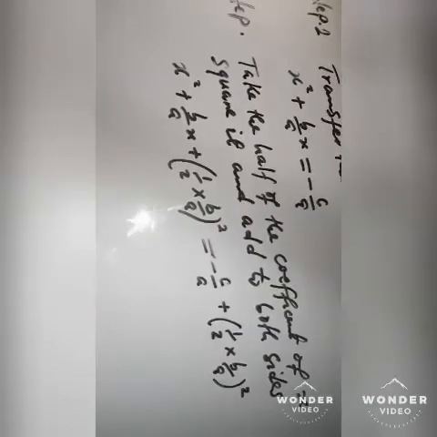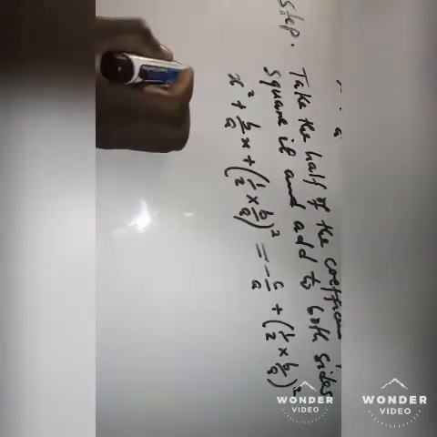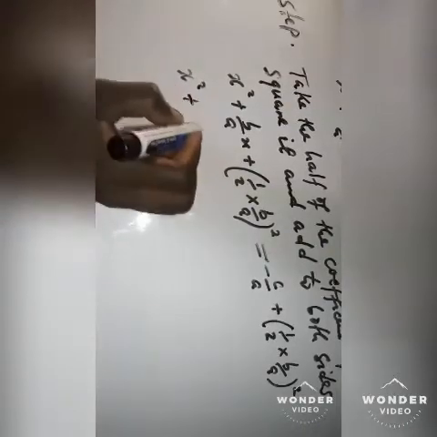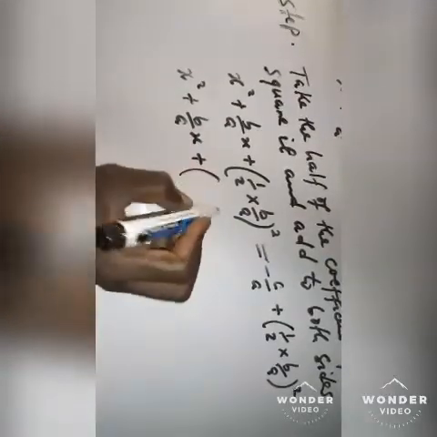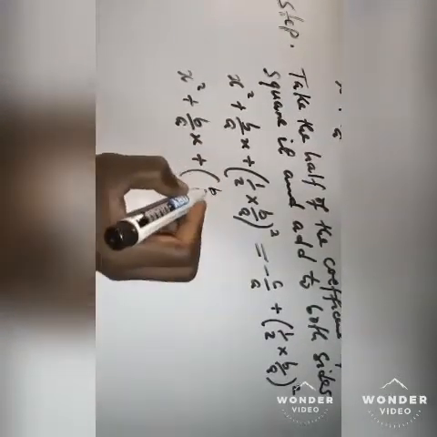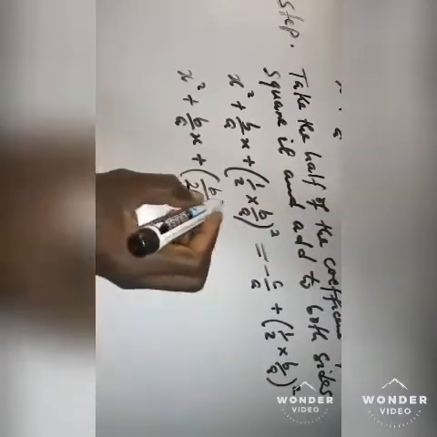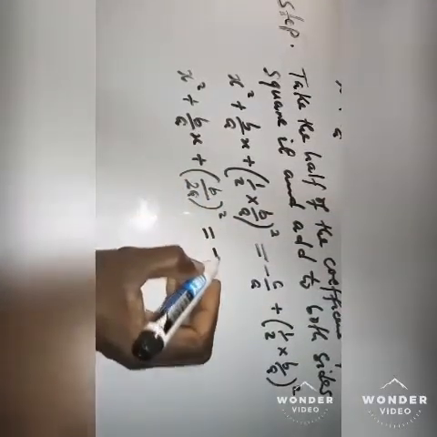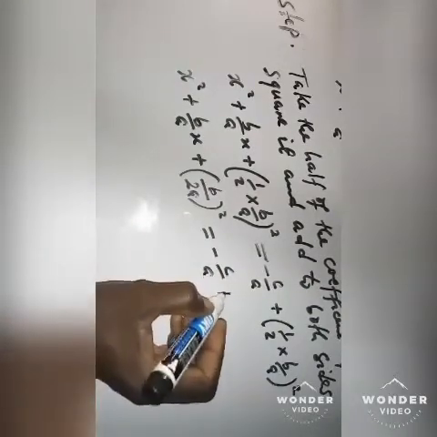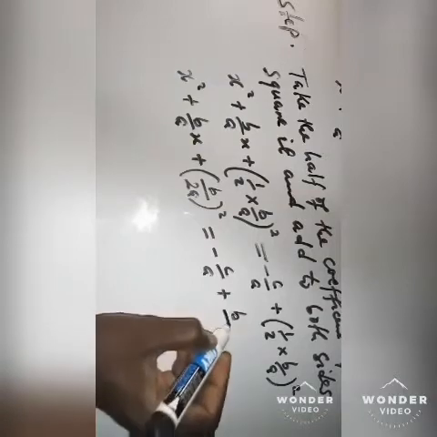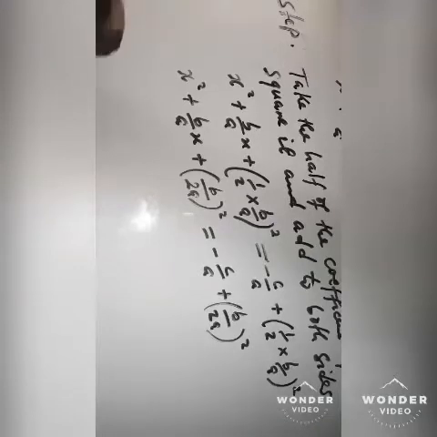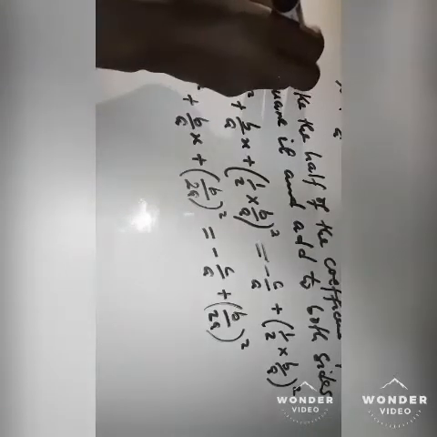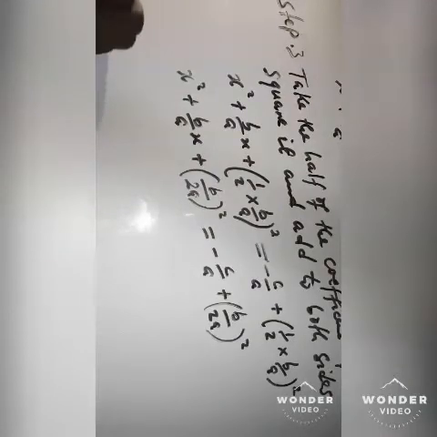So simplifying this one further, we now have x squared plus b all over a times x plus b times 1 is b, 2 times a is 2a, all squared, negative c all over a plus b all over 2a, all squared. So this is step number 3, and this is step number 4.